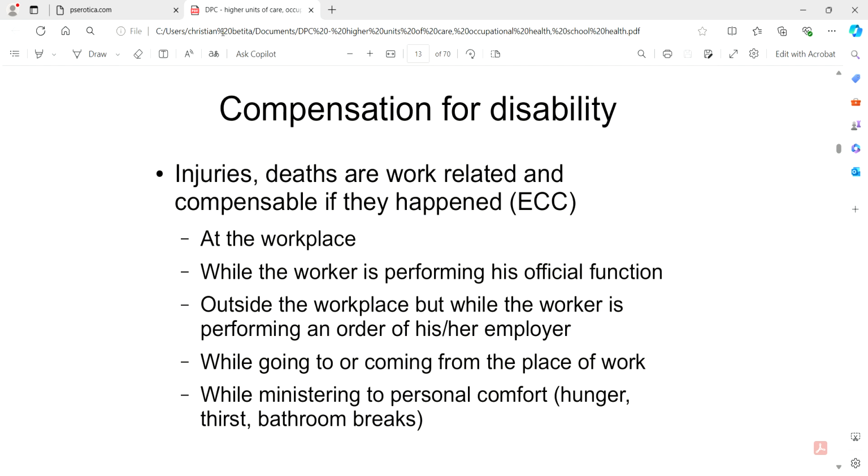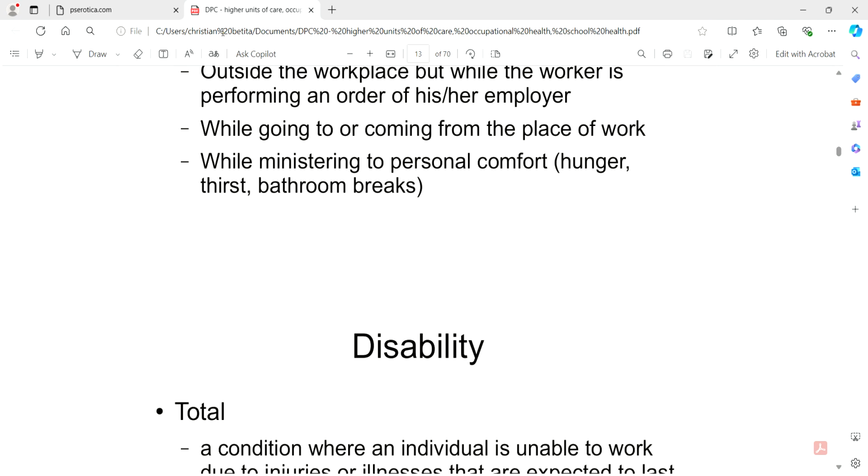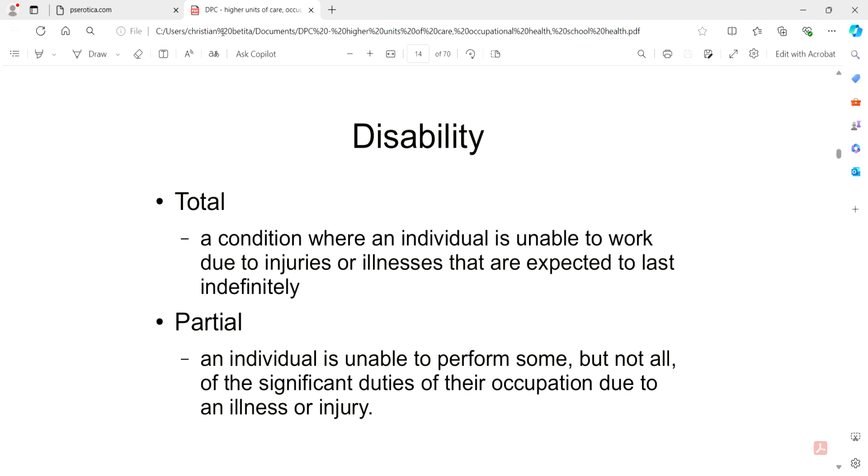So ministering to personal comfort, kumain ka, uminom ka, umihi ka, nag-CR ka, or you took a personal break. Okay. Sige. So disability may be total or partial.